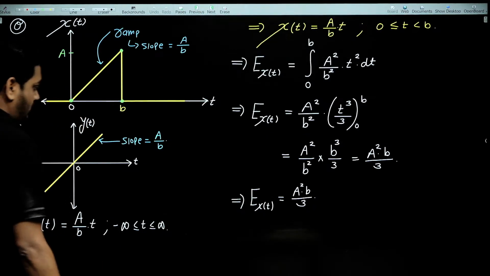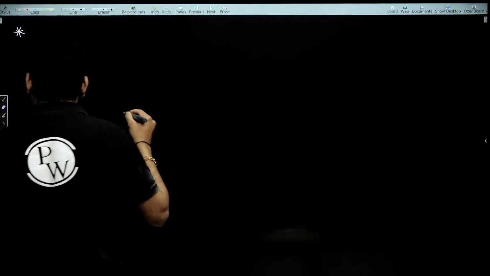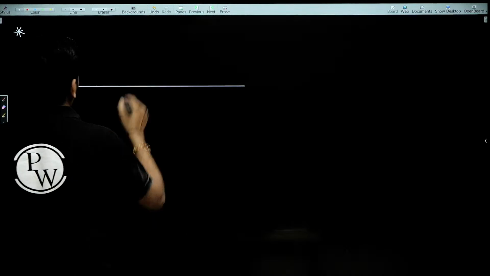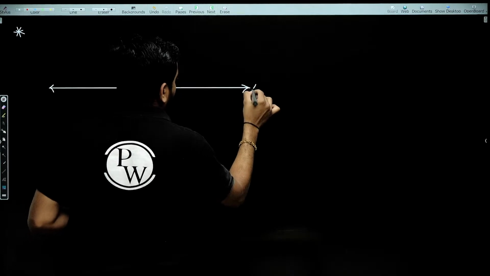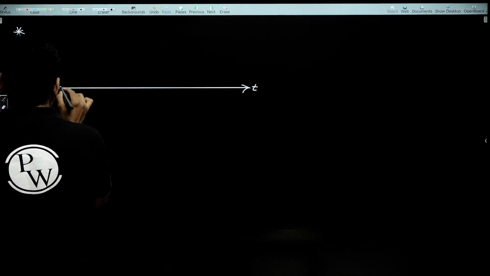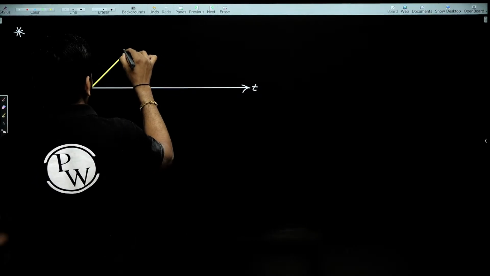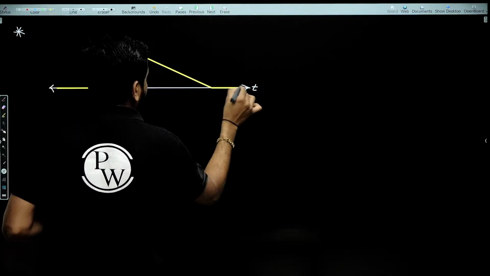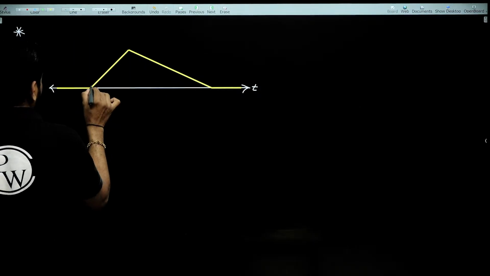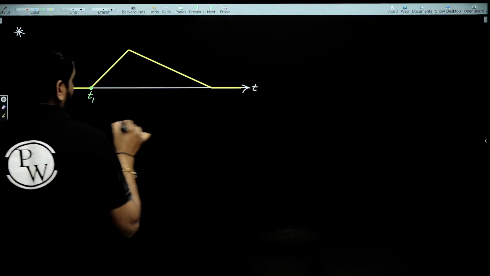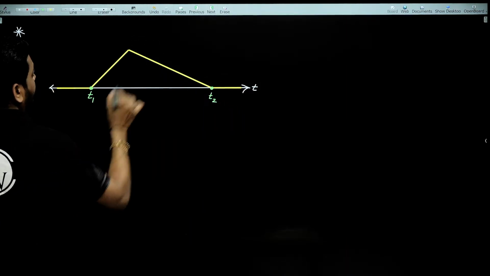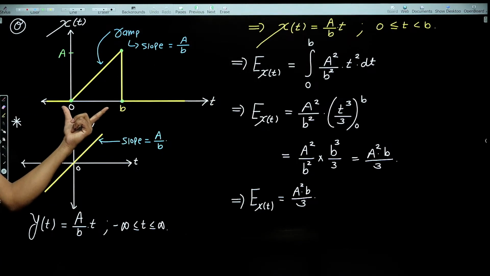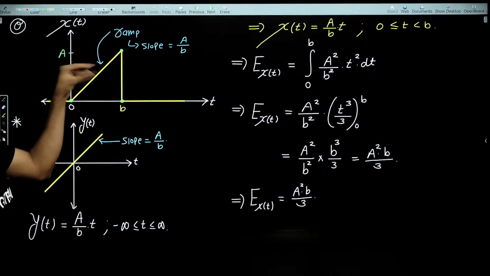Okay, now exactly what I am saying is this is applicable for any kind of triangle. Suppose this is a triangle pulse like this. Simply you have to focus on the total width of the triangle, guys. Simply focus on total width. You can see here B is the width of this triangle. A is the peak amplitude.